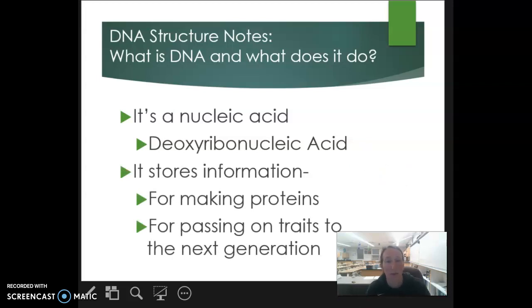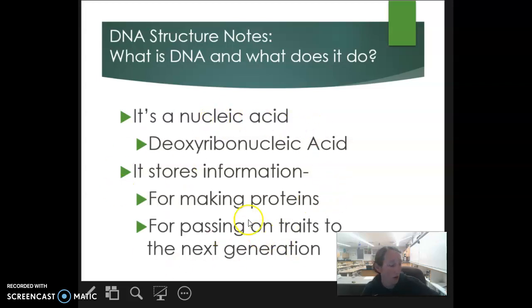It stores information. That's its job. Okay, DNA is to store information. And it stores information so it can make those proteins. And it stores information to pass on traits from one generation to the next. So your DNA is a genetic code that we can pass on to our children. Right? But the purpose of DNA is to make proteins so that your body can function.